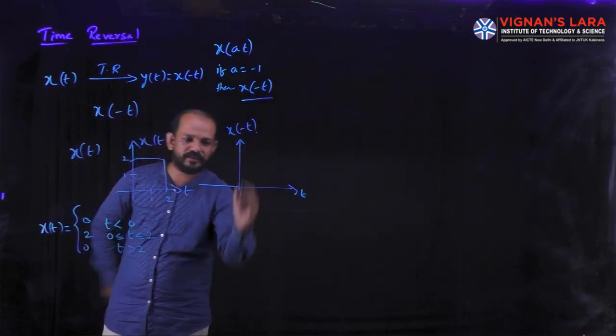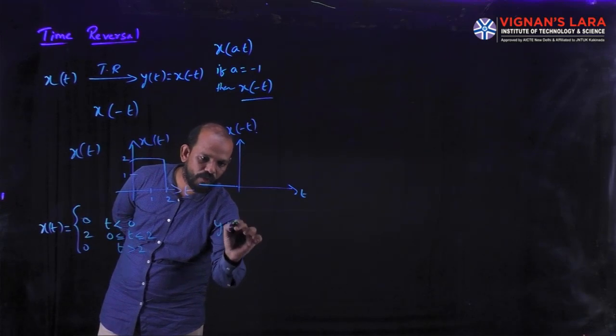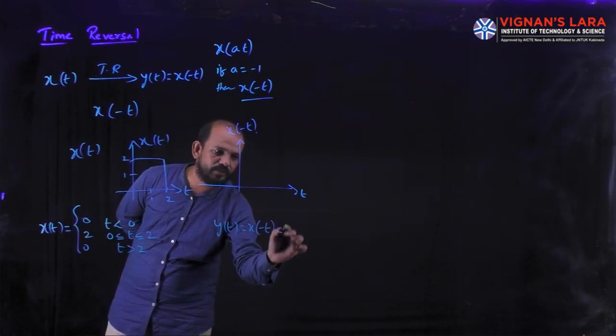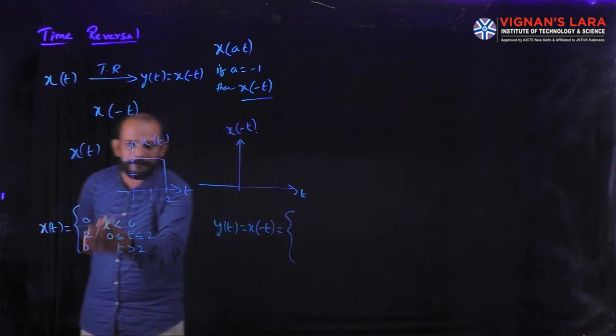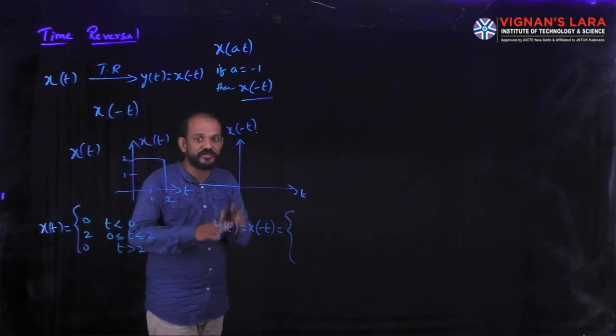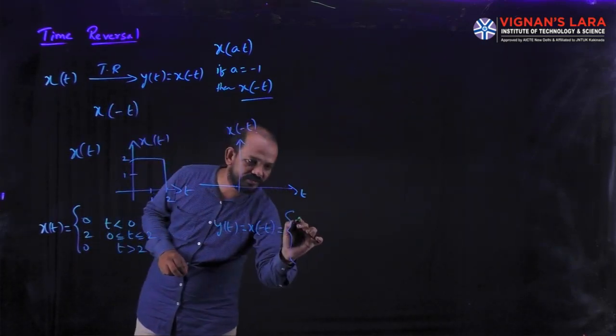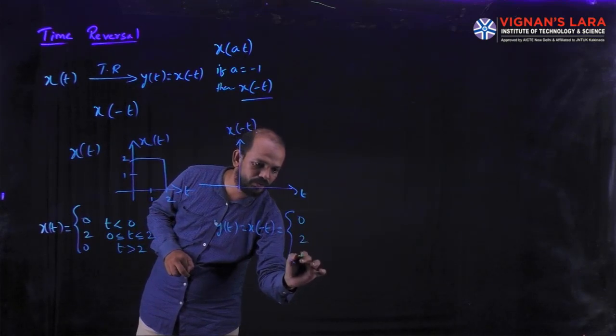So how can I write y of t? y of t equal to x of minus t, which is equal to the amplitude of the same. There is no change with respect to amplitude because we are performing the operation with respect to time. So that is 0 to 0.